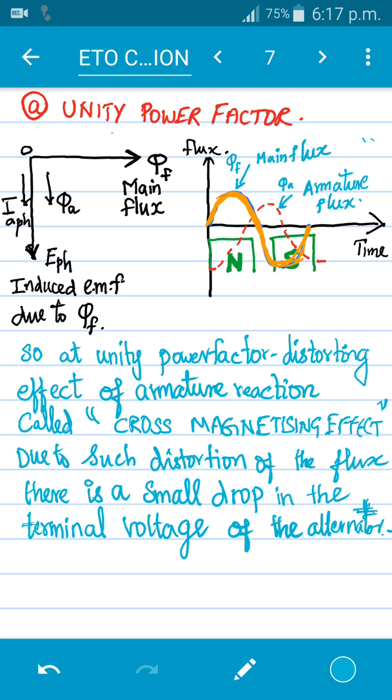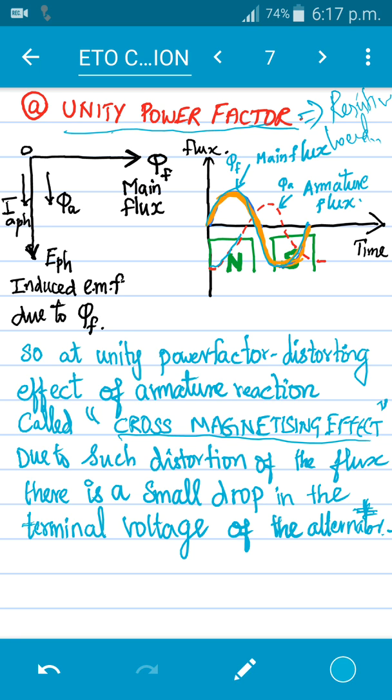Now we will see the exact armature reaction, what is happening in each case. Here, the unity power factor is a purely resistive load. At unity power factor, the distorting effect of the armature reaction is called cross magnetization. Why is it called cross magnetization? Because you see the main flux is in this direction, but the armature flux is 90 degrees lagging.